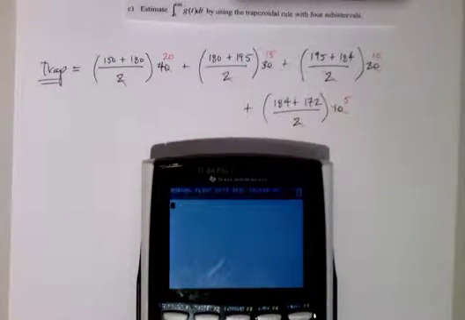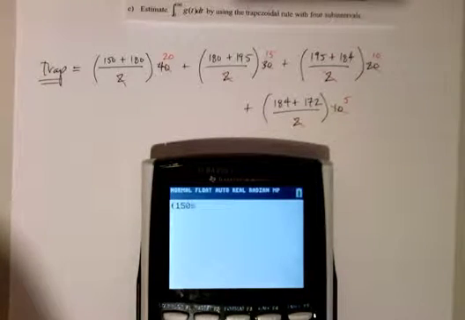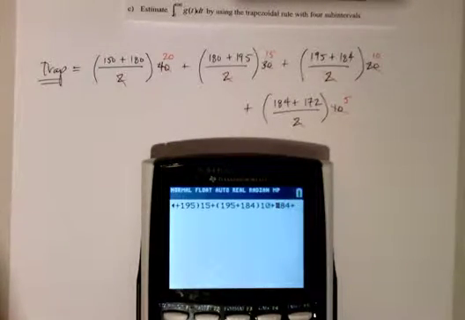for trapezoidal area. So you have (150 plus 180) times 20 plus (180 plus 195) times 15 plus (195 plus 184) times 10 plus (184 plus 172) times 5. And you get 17,795. I hope that makes sense.